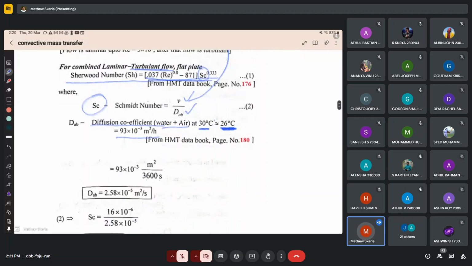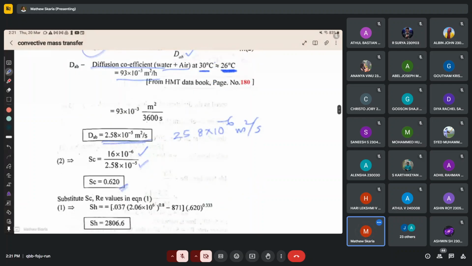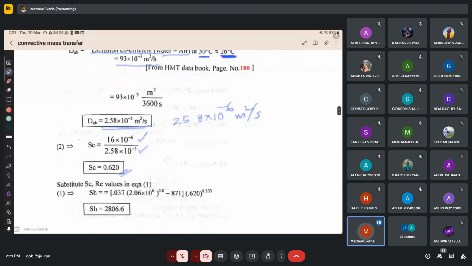Actually the D_AB value will be in meters square per second. In the previous edition it was in meters square per hour. In the current edition, you will be getting a value of 25.8 into 10 raised to minus 6 meters square per second. Okay. Now putting all these values, the kinematic viscosity and D, you can get the Schmidt number as 0.62. So this 0.62 value you have to substitute over here.